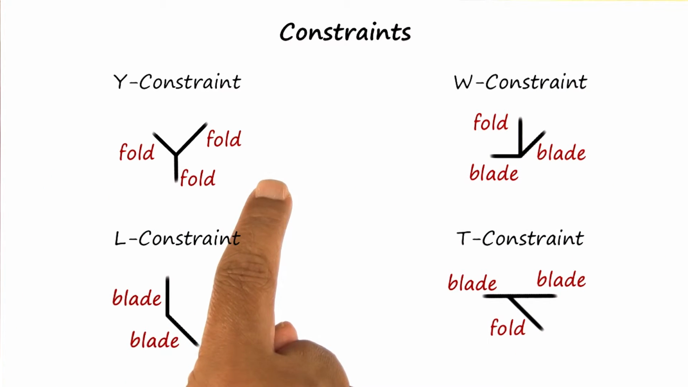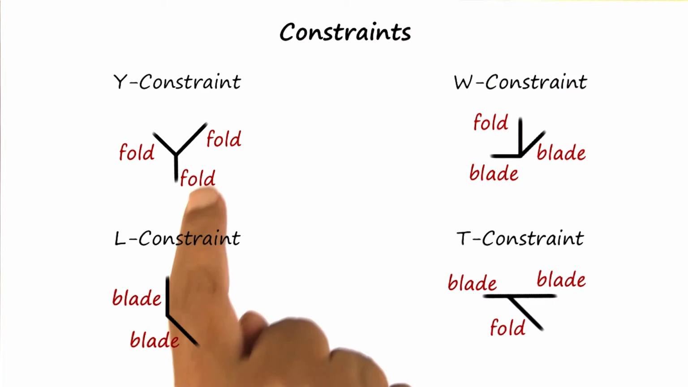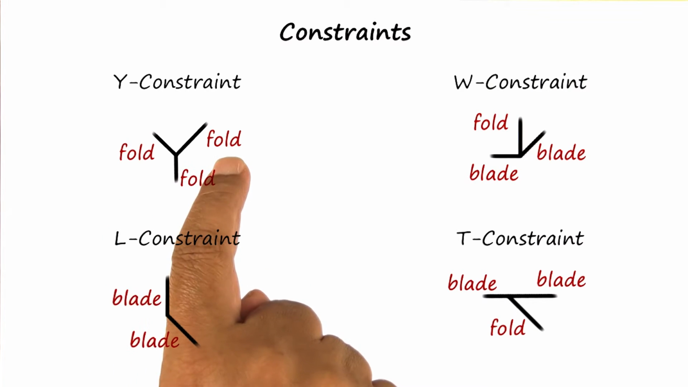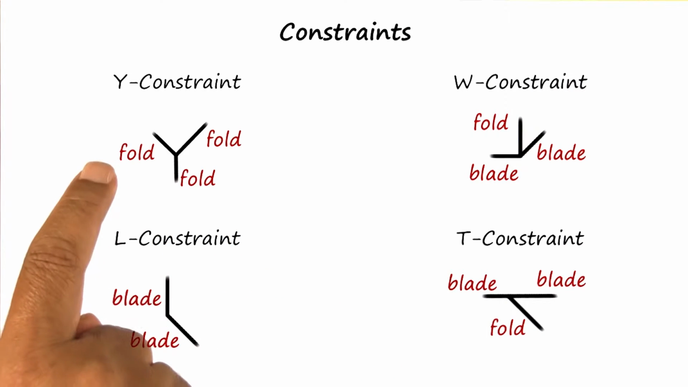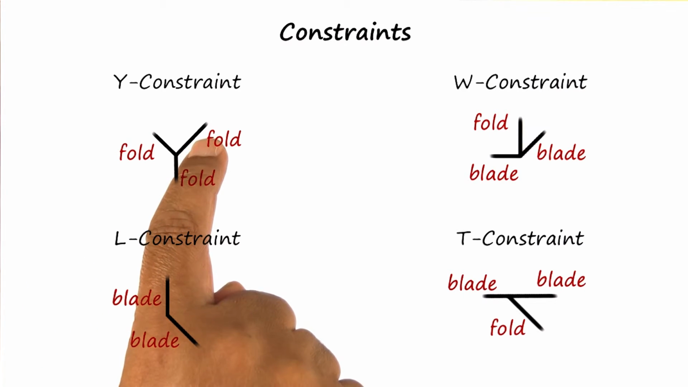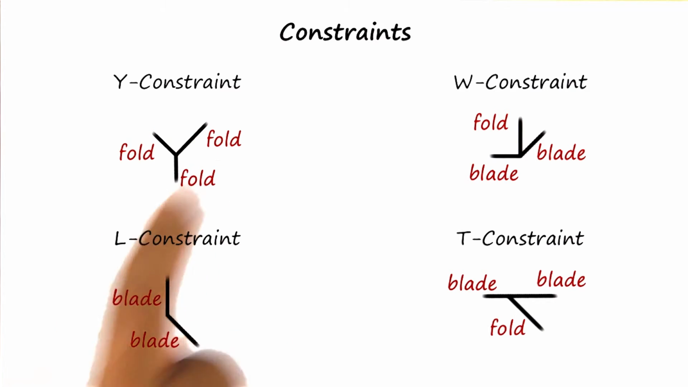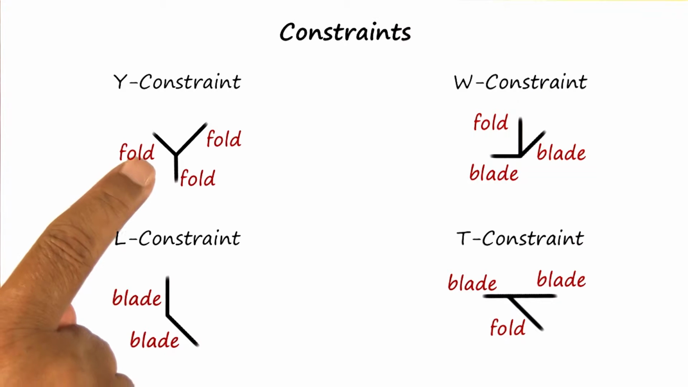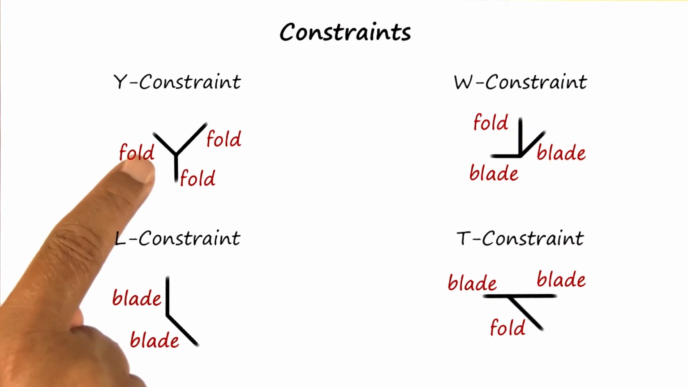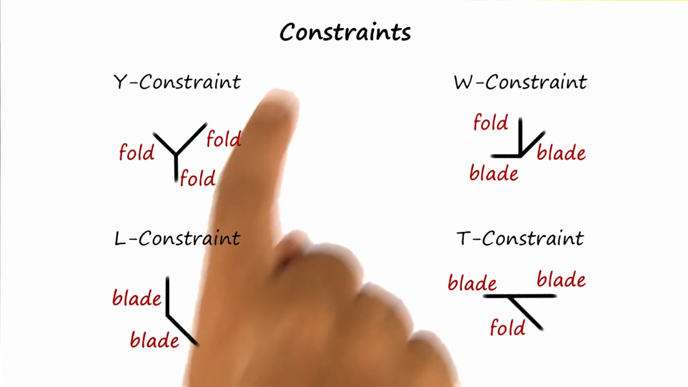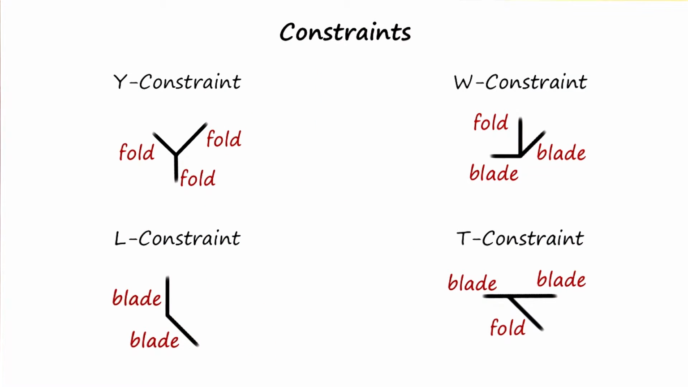Let us look at the Y junction first. If we examine the various kinds of Y junctions that get formed in the world of trihedral objects, we find that whenever a Y junction is formed, each of these lines represents a fold, where a fold is a line where two surfaces meet. Now, the important thing about this is that if we can infer that this is a Y junction and that this line represents a fold, then it immediately follows that this line must also represent a fold and this line must also represent a fold.